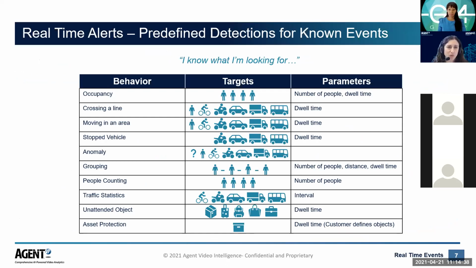As we mentioned, we have the real-time features, where these are predefined events that could be occupancy, events to do with people crossing a line, to do with many different targets, or moving in an area, vehicle events, grouping, and as you can see, many different types of events with many different targets.